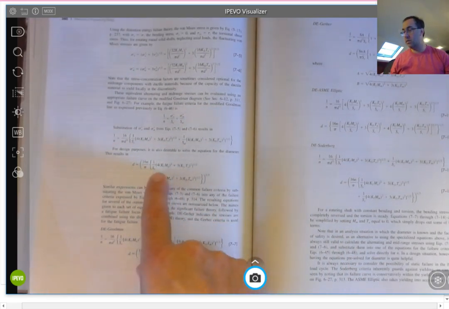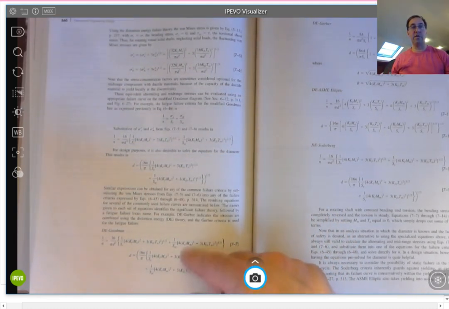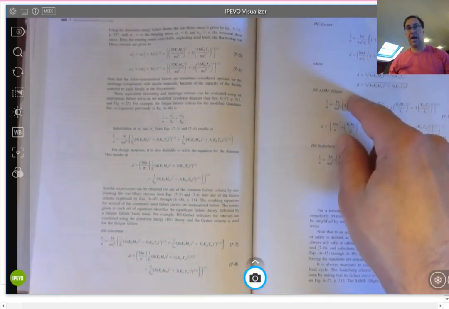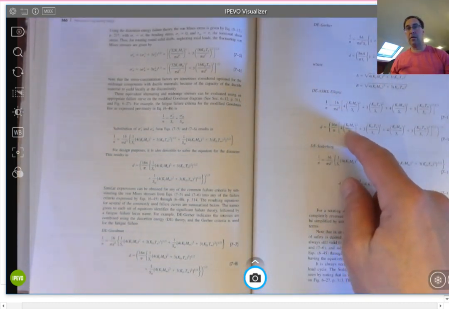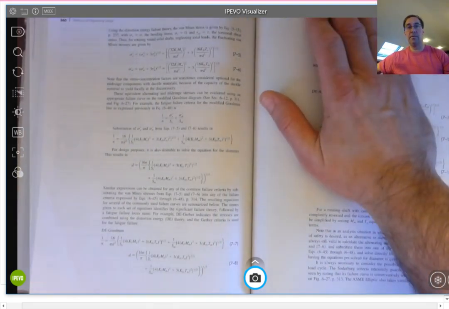This is the only D you're going to use. Then they redo all this for Gerber, and nobody does that, so you're going to ignore that. And then they do it for ASME elliptical. No, nobody does that I know of either. And Soderberg. So all of this on page 361, this is to be ignored.